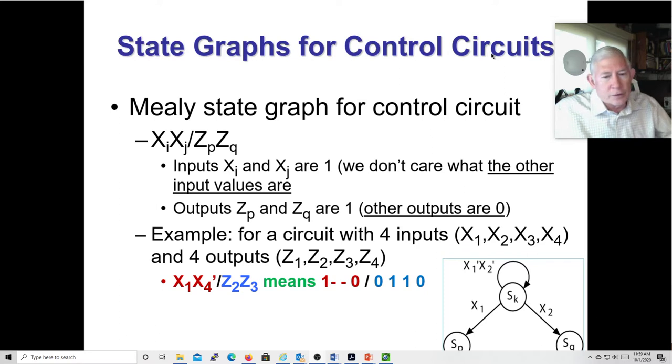Now, we've covered this in logic design, but this is just a little bit different way of looking at it. And the point that they're trying to make here is that let's say we have a circuit here. This is our state graph, okay?